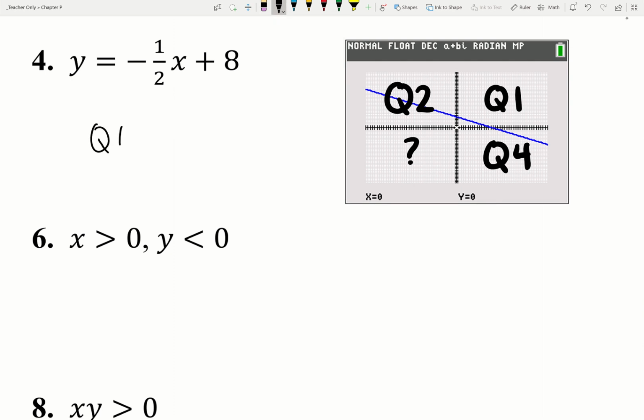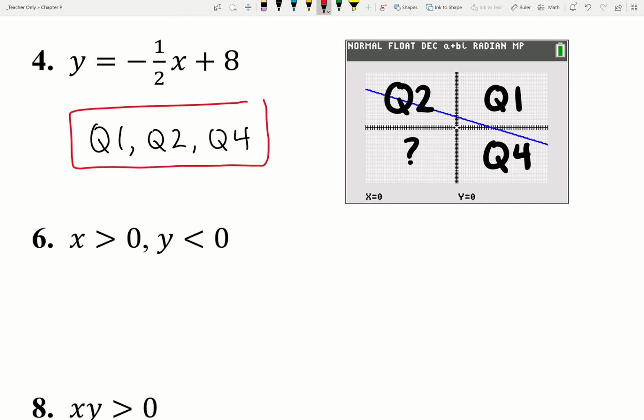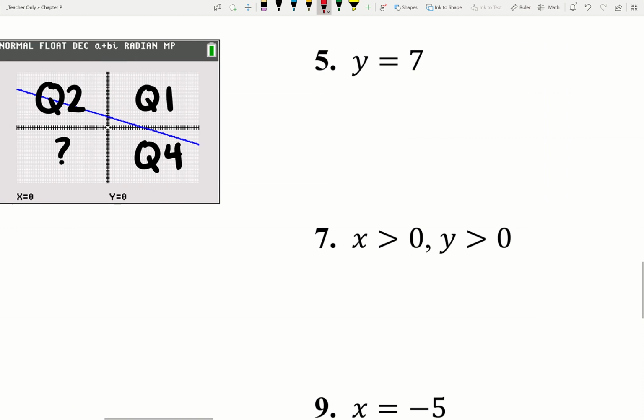So for my final answer here, I would simply go ahead and list all of those quadrants that this line is going to lie in, and that will just be my final answer for that problem, okay? So if you can get used to using the calculator there, these problems tend to go really quickly.